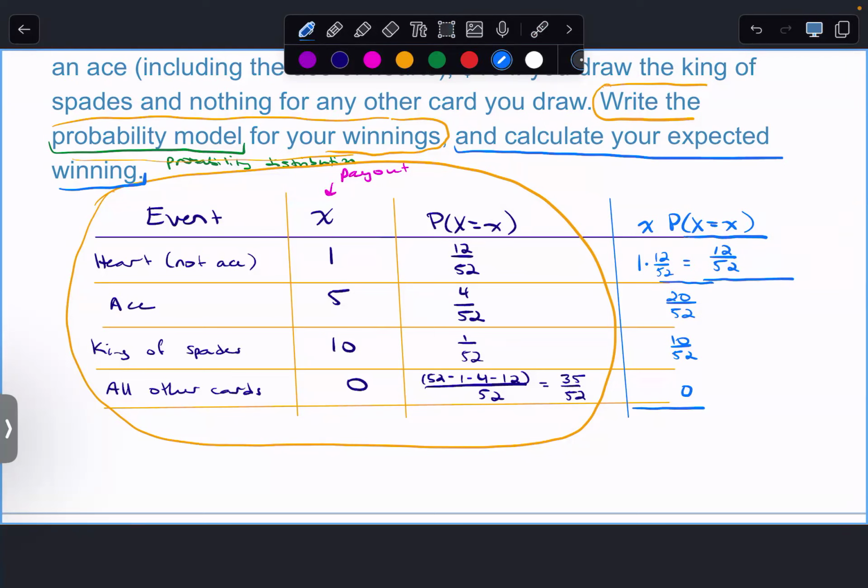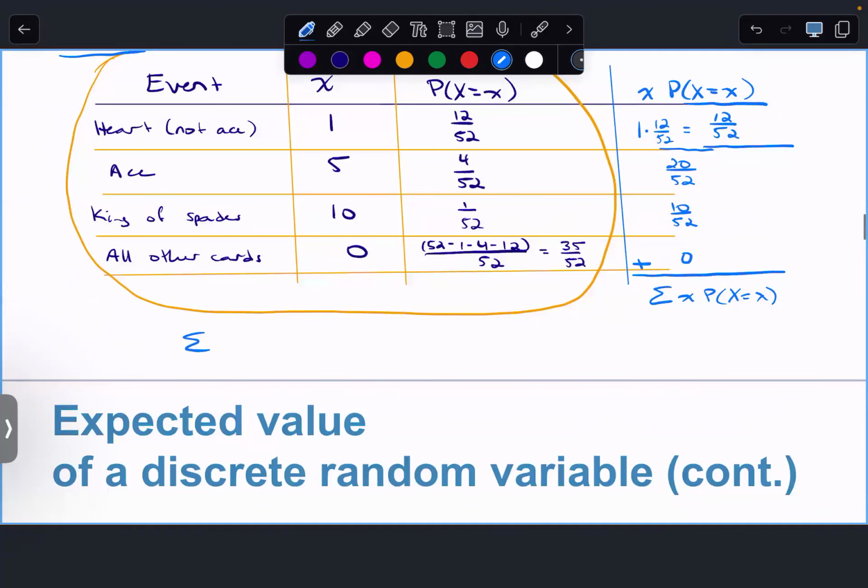Now, if I add these up, I'm going to get the sum of X times P of X equal to X. Which is why I kept them as fractions, because I have a common denominator already. And so adding these fractions is relatively safe. So now I have the sum of X times P of X equal to X is 12 over 52 plus 20 over 52 plus 10 over 52. I'll tack on the plus 0. You can drop it if you want.